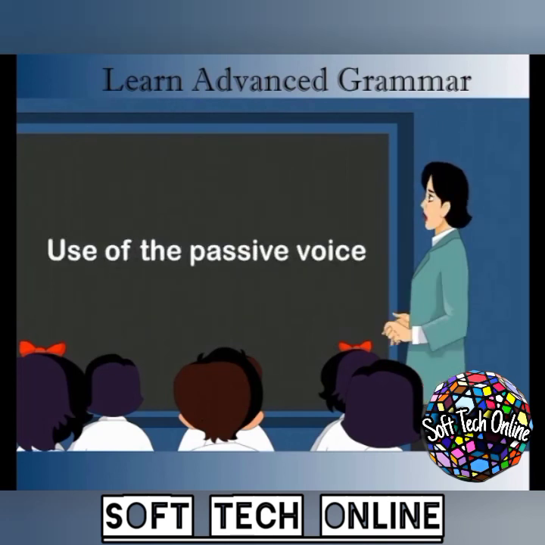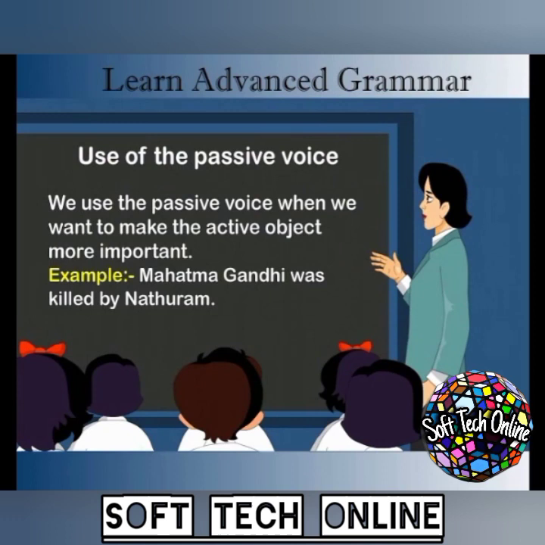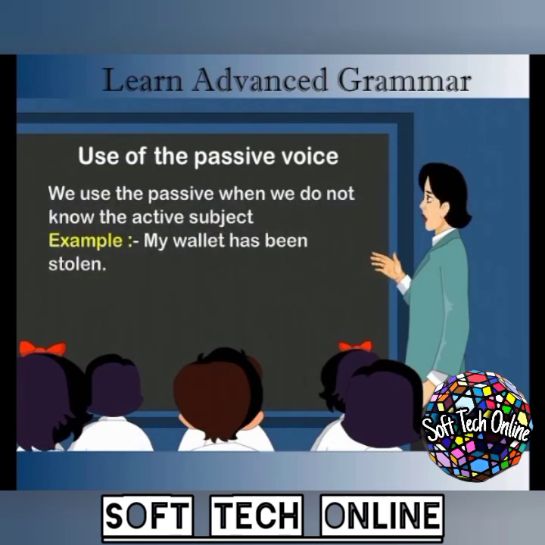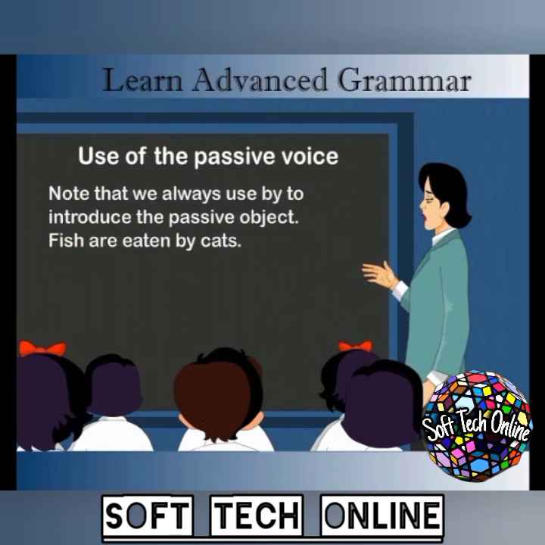Use of the passive voice. We use the passive voice when we want to make the active object more important. Example: Mahatma Gandhi was killed by Nathuram. We use the passive when we do not know the active subject. Example: My wallet has been stolen. Note that we always use by to introduce the passive object. Fish are eaten by cats.